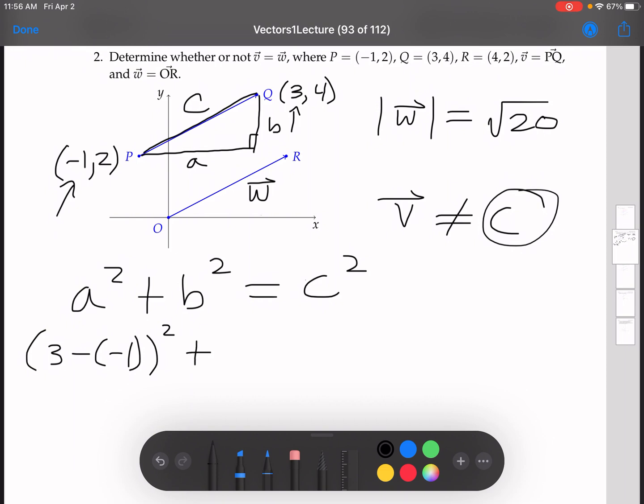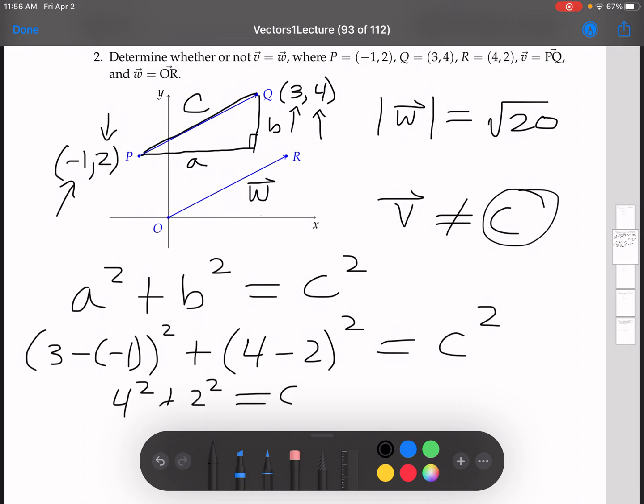Another way to get the distance b, we're starting at 2 and we're ending at 4, so you can see that's a 2. Another way to get that, 4 minus 2. Doing the math, that's going to give you 4 squared plus 2 squared equals c squared. All right, and as we already saw, that's 20. So C is root 20 again.